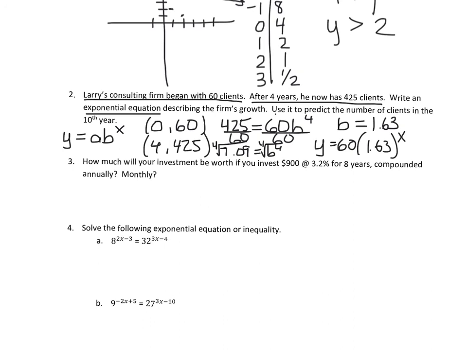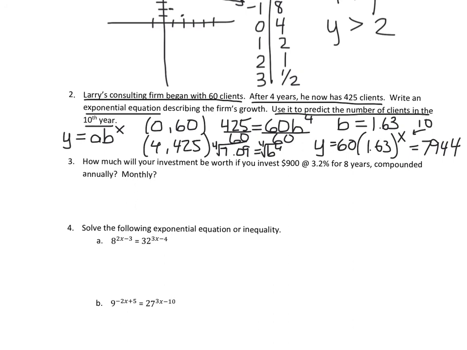Now, using it to predict the number of clients in the 10th year, we're simply going to put 10 in for x. So I'll take 60 times 1.63 to the 10th power, which would be about 7,944 clients in the 10th year.